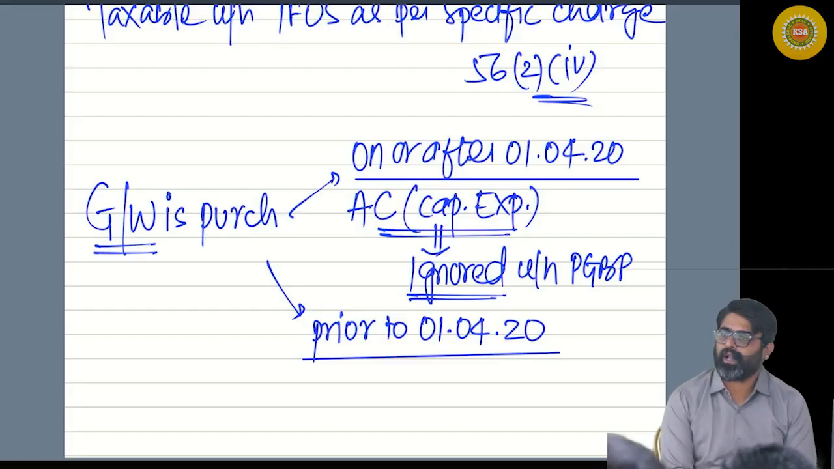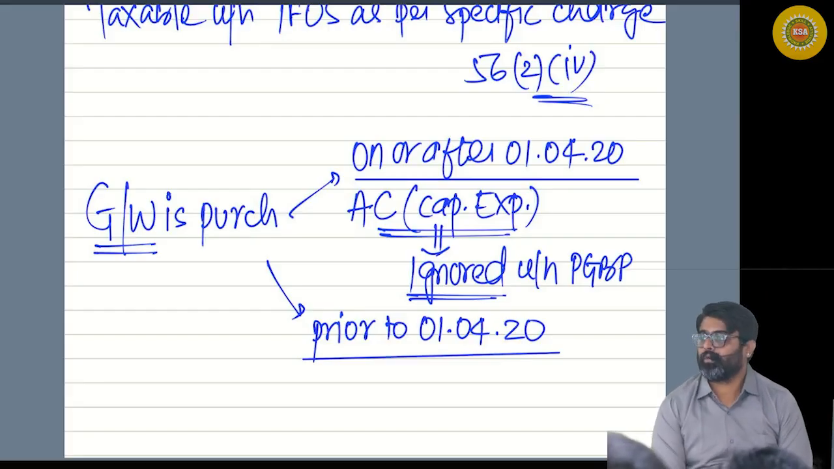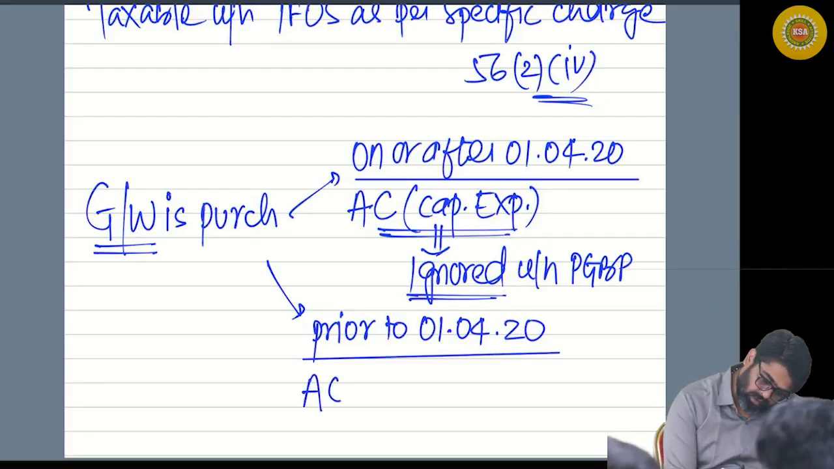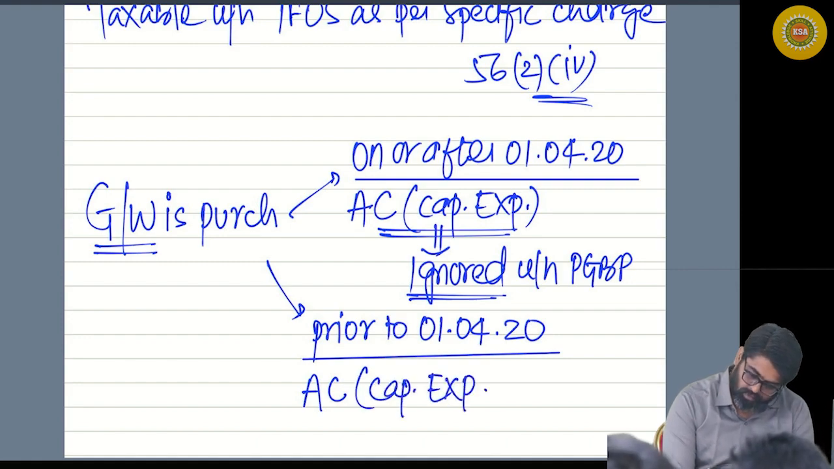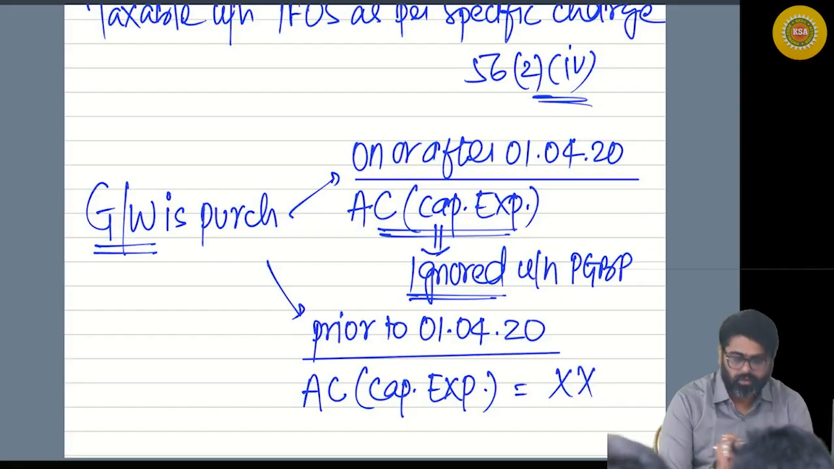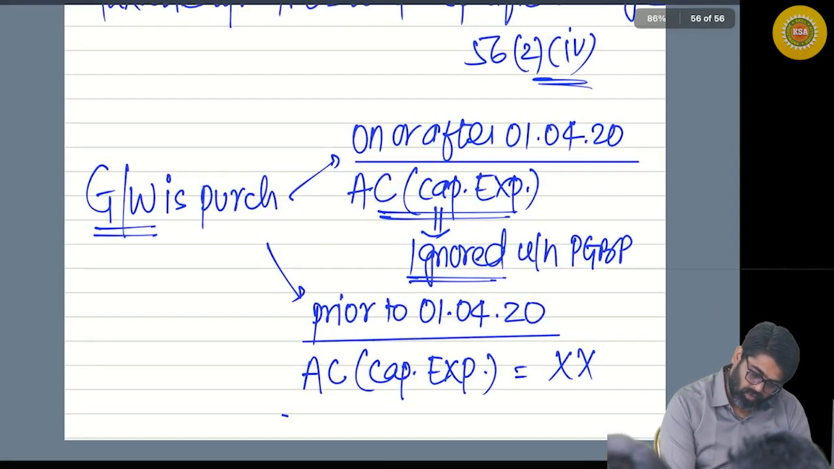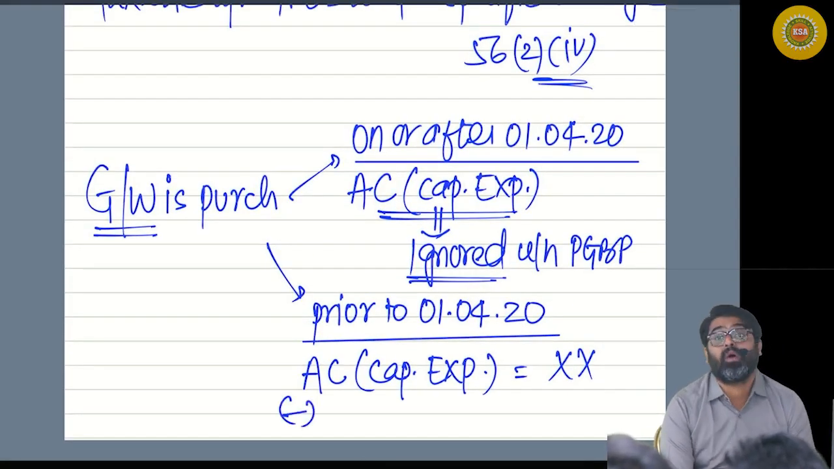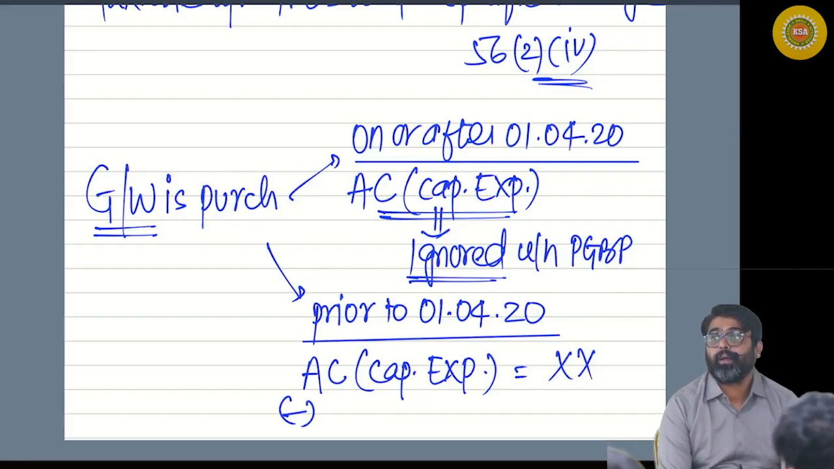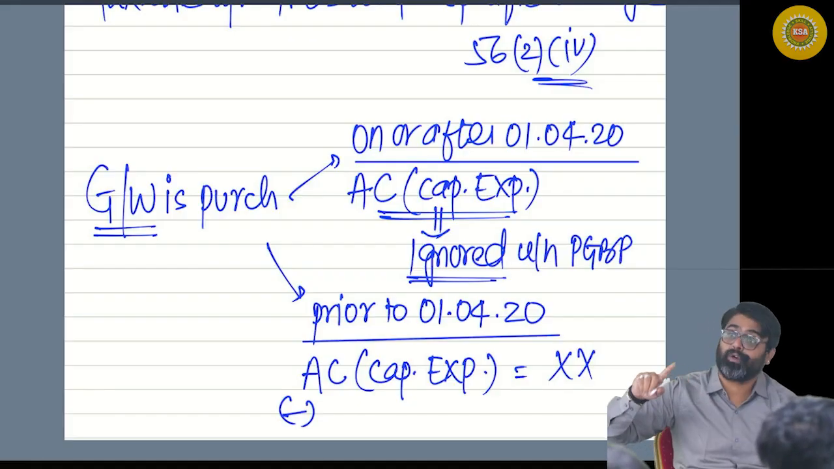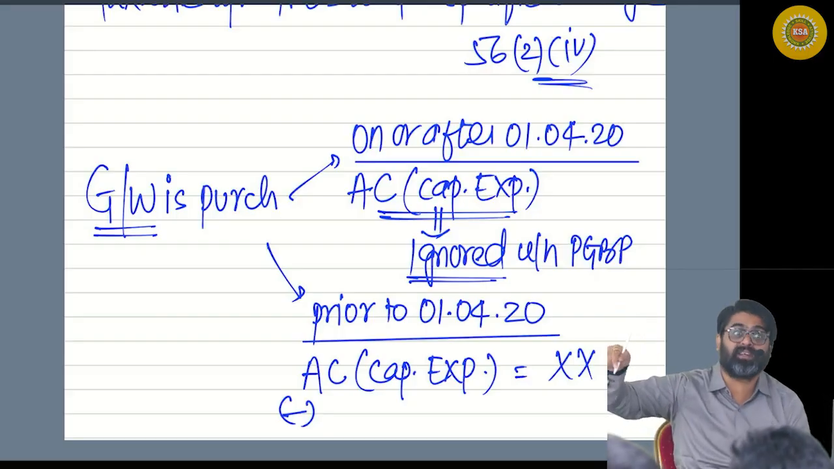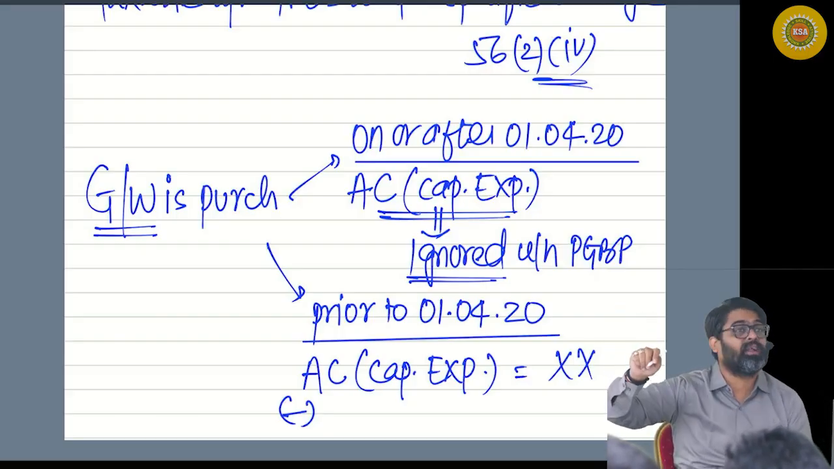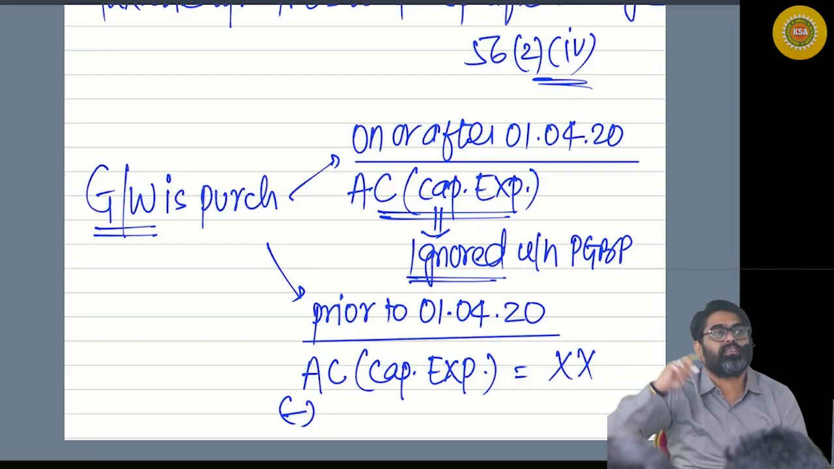If it was purchased prior to 1st April 2020, then its actual cost, its capital expenditure, was some amount. Out of that amount, already some amount would have been allowed in the form of depreciation under the head PGBP, because prior to 1st April 2020, goodwill was considered as a specified asset. Its cost was already allowed as depreciation.